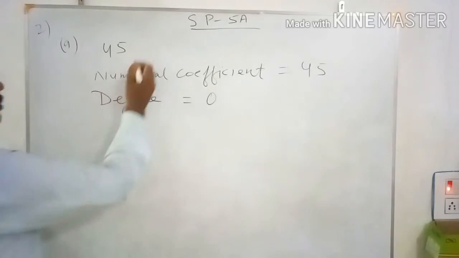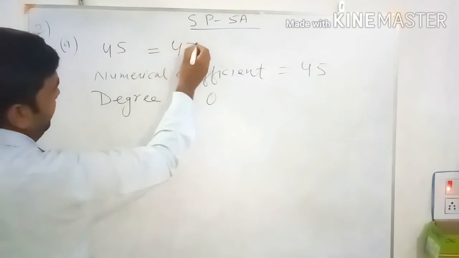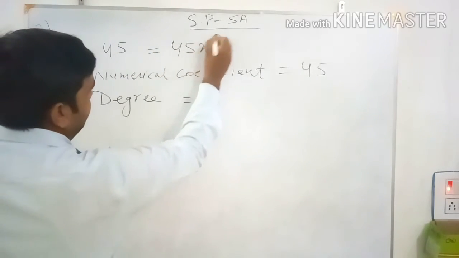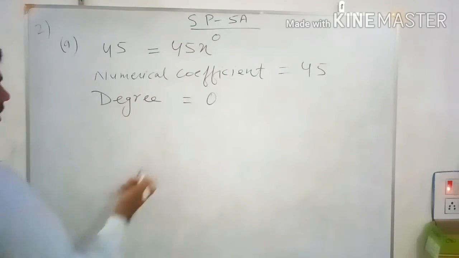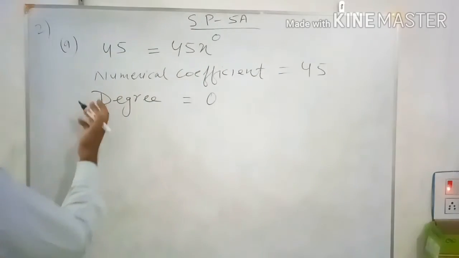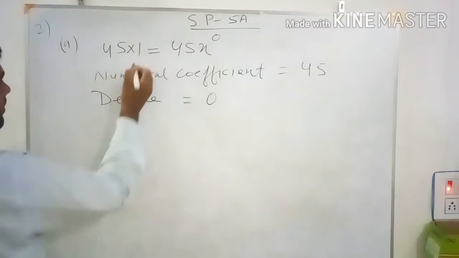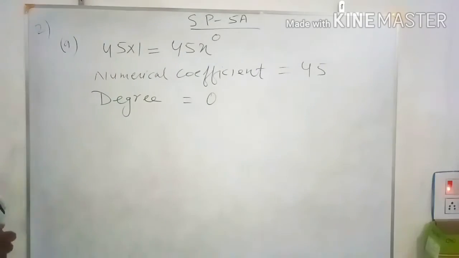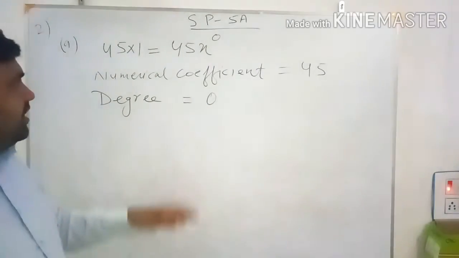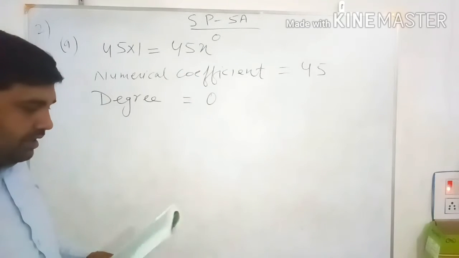So 45 can also be written as 45 x to the power 0. Now the value of x to the power 0 is 1. So 45 can be written as 45 multiplied by 1, and in place of 1 we can write x to the power 0. So here the degree of this monomial is 0.